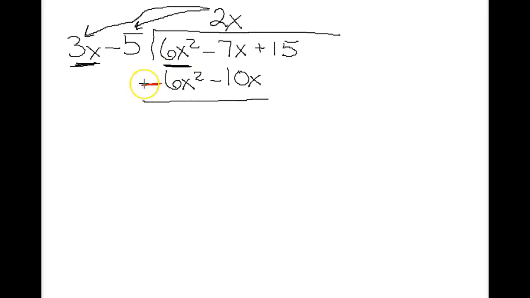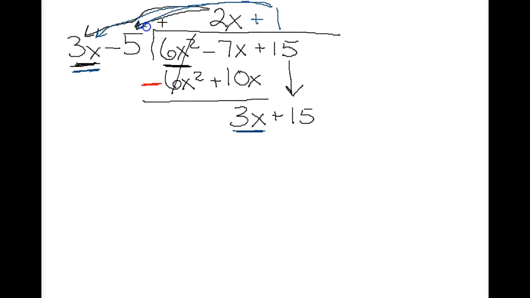So 6x squared minus 6x squared cancels. Great. Negative 7x minus a negative becomes a positive. So negative 7x plus 10x leaves us with 3x. We bring down the next term, plus 15. Now we are going to look at the first term. 3x to 3x, we don't have to do anything. If we multiply it by 1, positive 1, it will stay the same.